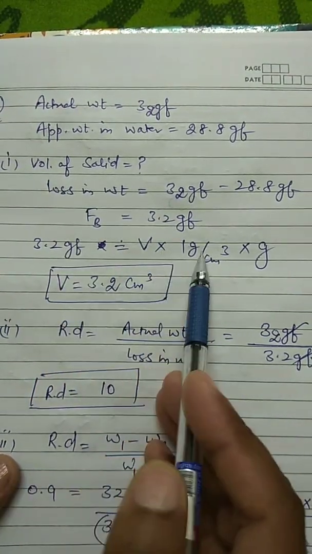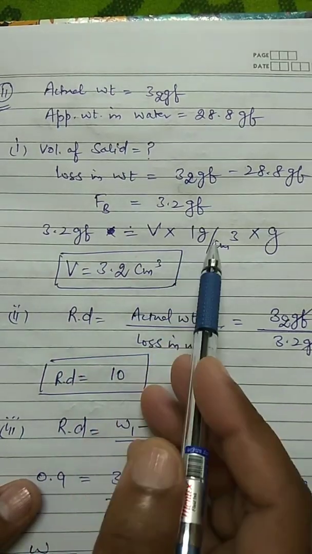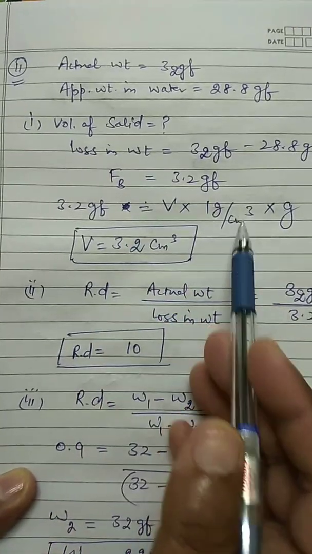Now upthrust is equal to V rho g. 3.2 gram force is equal to volume into 1 gram per centimeter cube into gravity. So volume will be equal to 3.2 centimeter cube from the above relation.